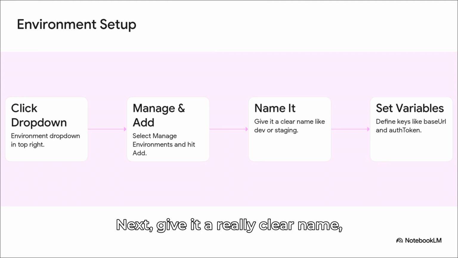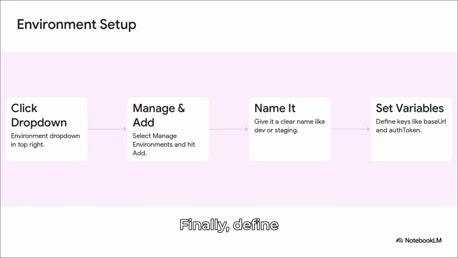Next, give it a really clear name, like dev or staging. Finally, define your initial variables. This is exactly where you enter keys like baseUrl, authToken, or userId, along with the specific values for that environment. And just like that, once you save it, you've created a totally reusable configuration.